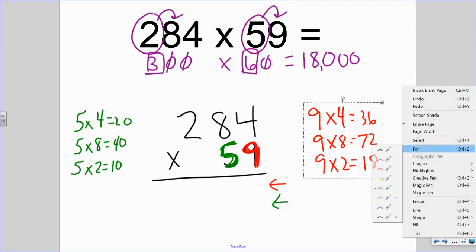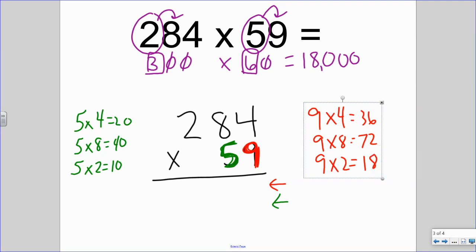So I'm going to go ahead and start with my ones digit. I'm going to start with the 9. And I'm going to pretend I'm just looking at 284 times 9. That's what I'm doing. 9 times 4 is 36. Carry the 3 to the tens place. 9 times 8 is 72. Plus 3 more is 75. Carry that 7 to the hundreds place. 9 times 2 is 18. Plus 7 more is 25.